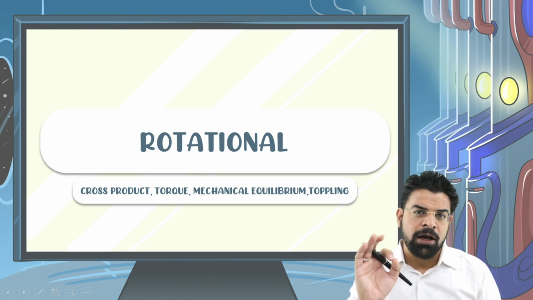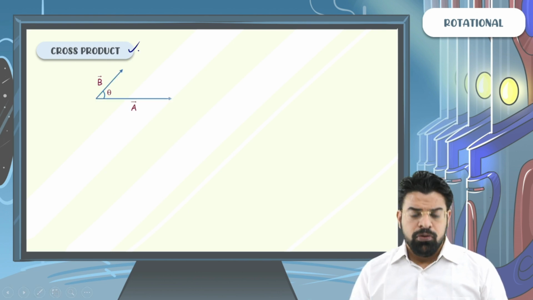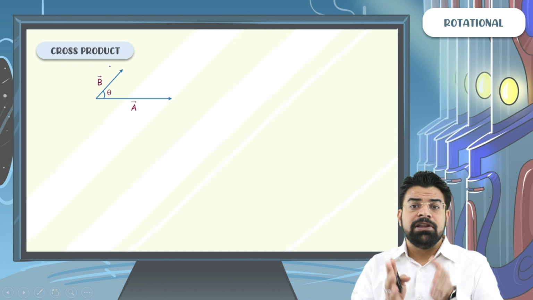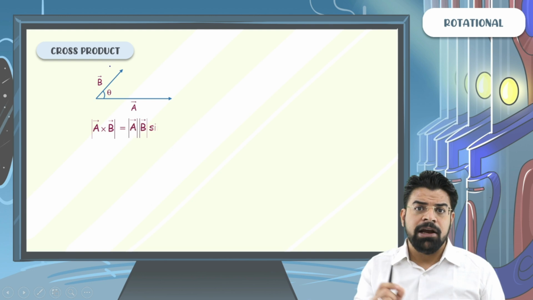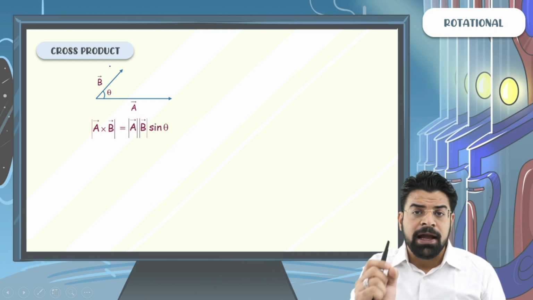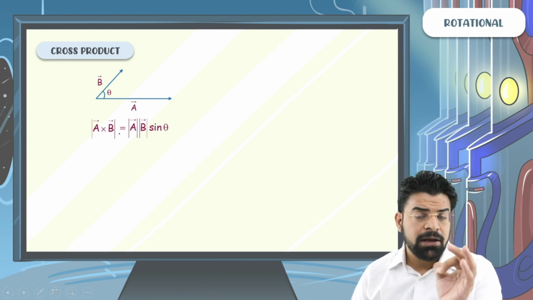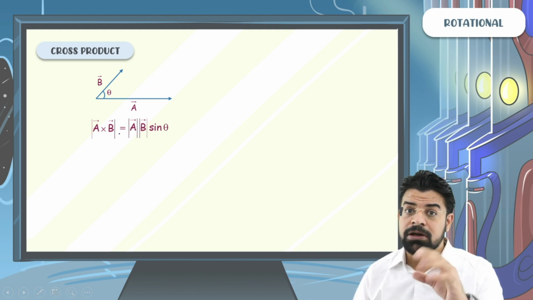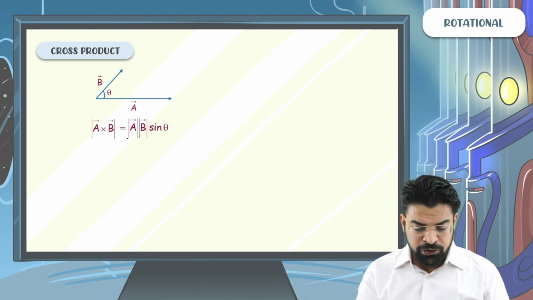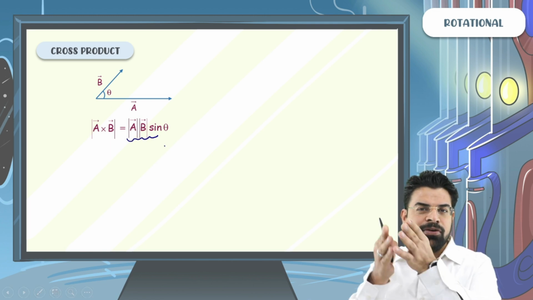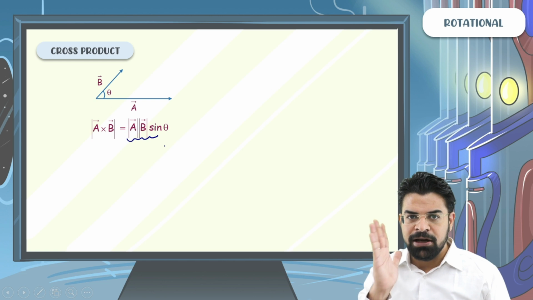But first of all, we will talk about cross product. So what is cross product? Let's say we have two vectors, vector A and vector B, such that the angle between these two vectors is theta. Now the magnitude of A cross B is given by magnitude of vector A into magnitude of vector B into sine of the angle between them. Remember that when we are doing cross product, the output is a vector quantity, so it will have both magnitude as well as direction. We find the magnitude using this formula, and to find the direction, we use the right hand thumb rule.